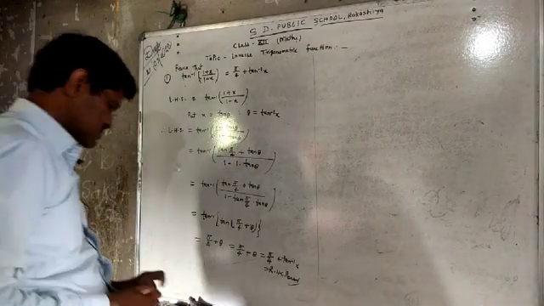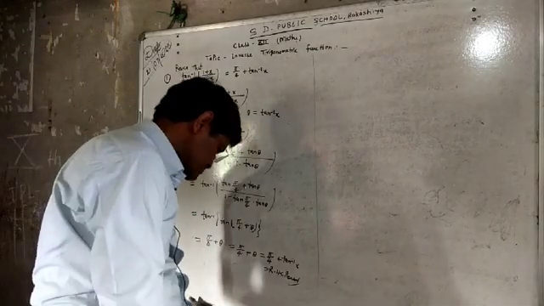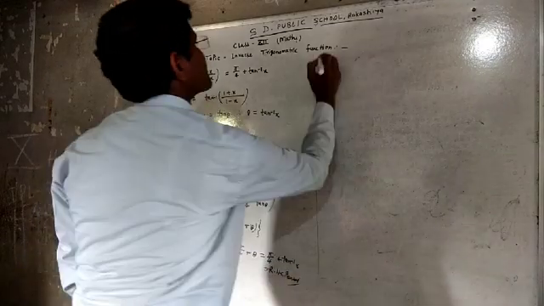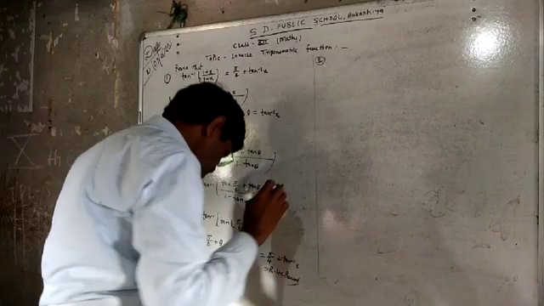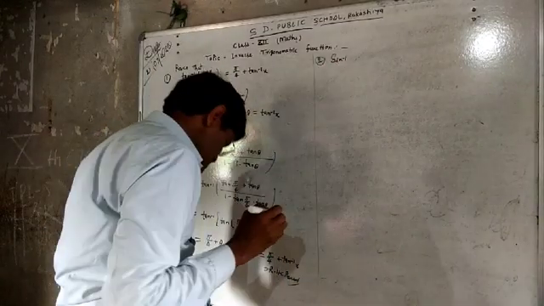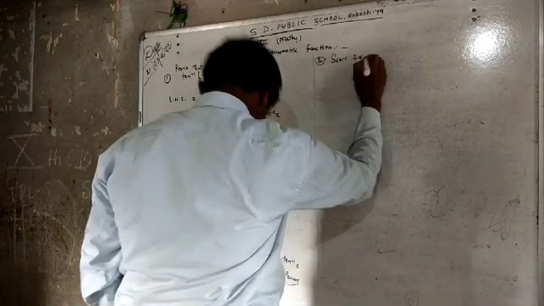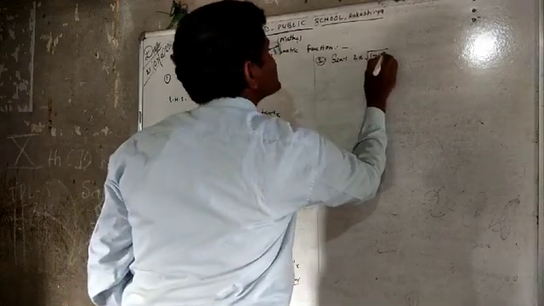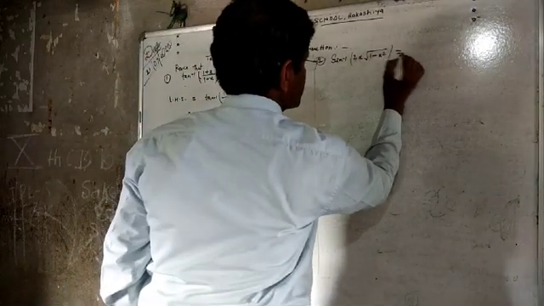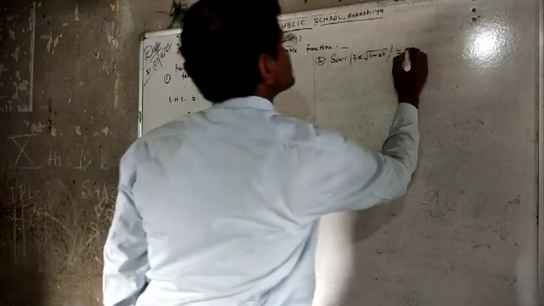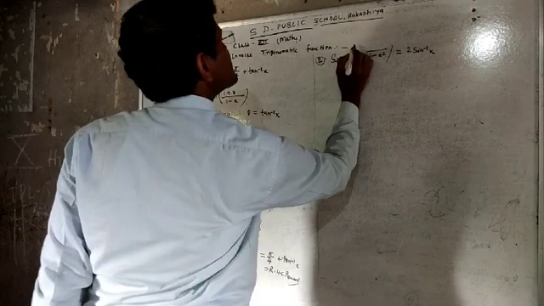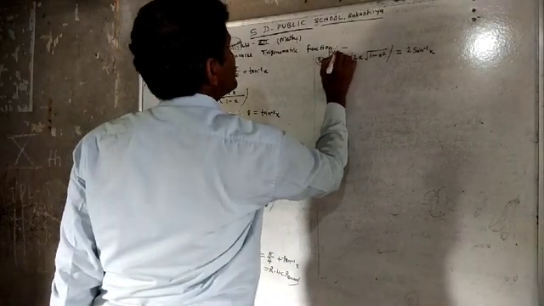Now, the next problem, the second problem: sine inverse (2x into root under 1 minus x square) is equal to 2 sine inverse x. We have to prove that.